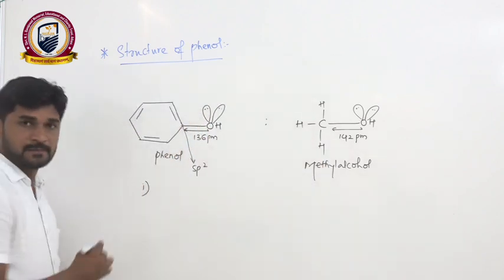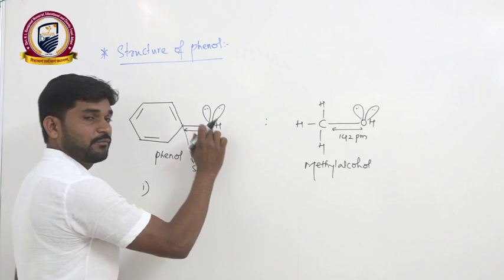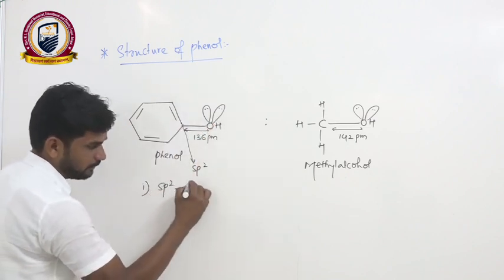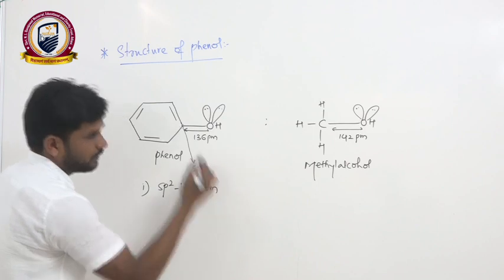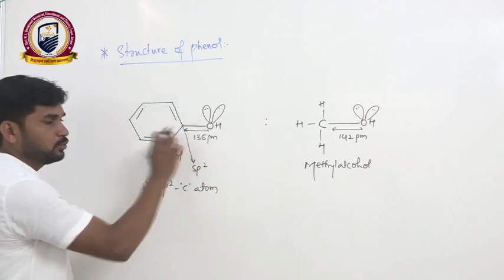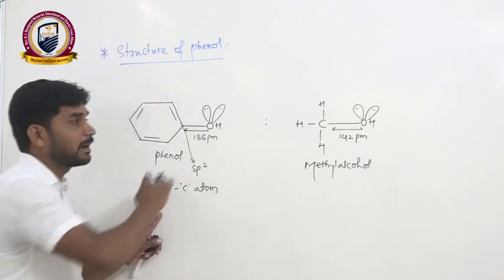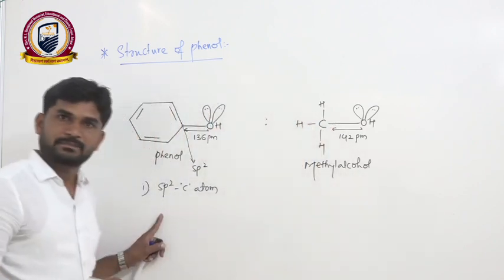It is because of two reasons. The first reason is that the oxygen atom of the OH group is attached to an sp2 hybridized carbon atom. The OH group is attached to the sp2 hybridized carbon atom of the benzene ring, which is more electronegative compared with this carbon atom, right?